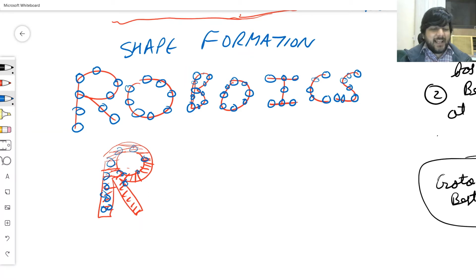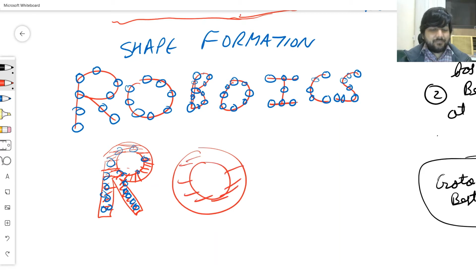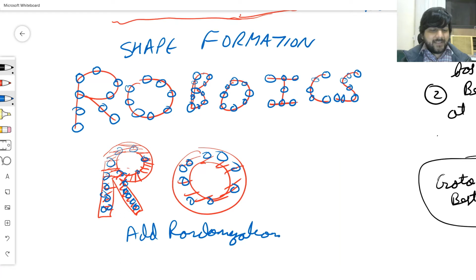A problem that you will have is this: let's take two of them. The density of the robots can be very different. It's a local algorithm, and therefore you add randomization. Otherwise, the robots in high density here will never go here. So with some probability, they actually go around over here.